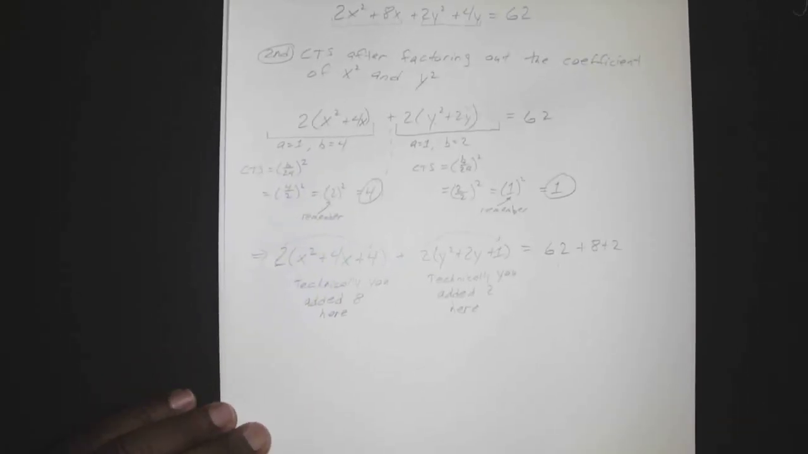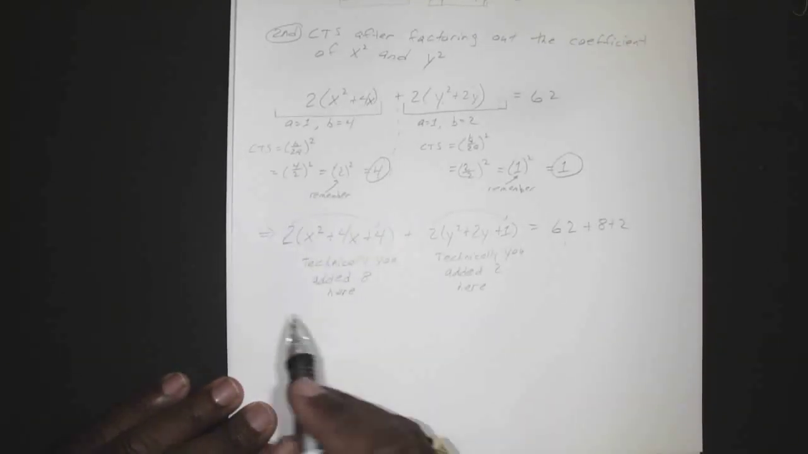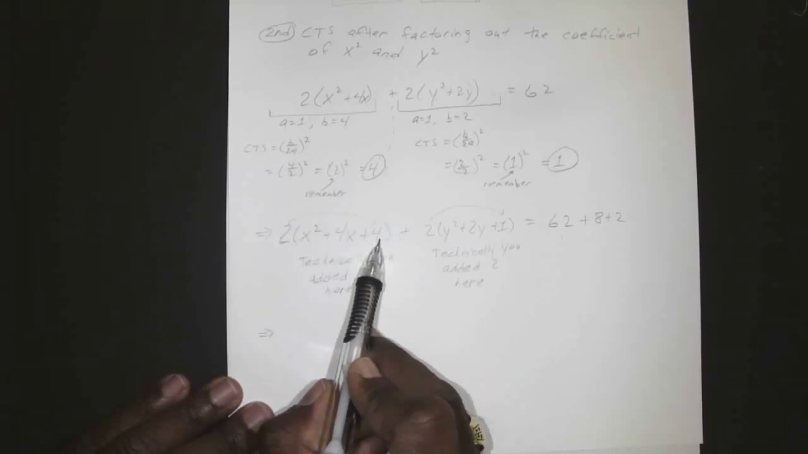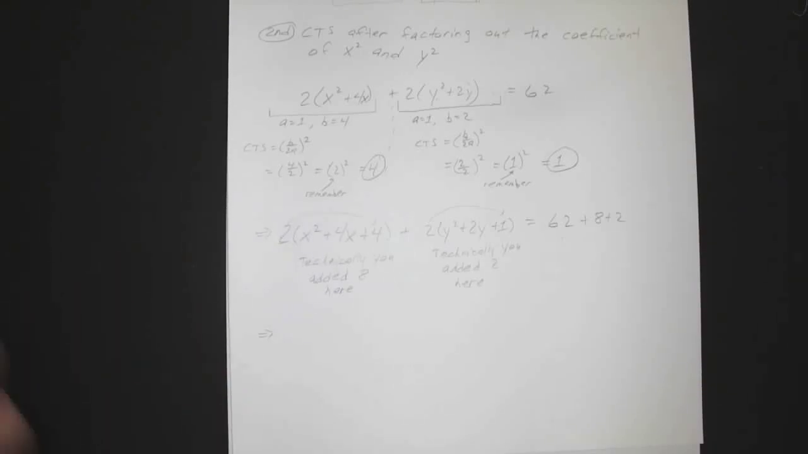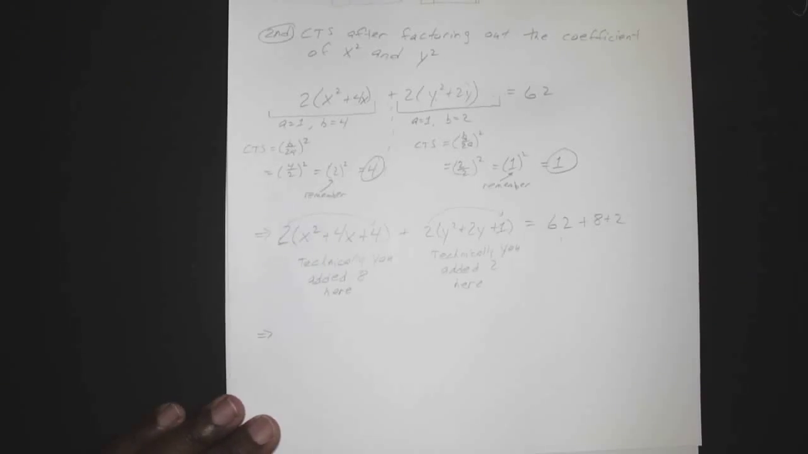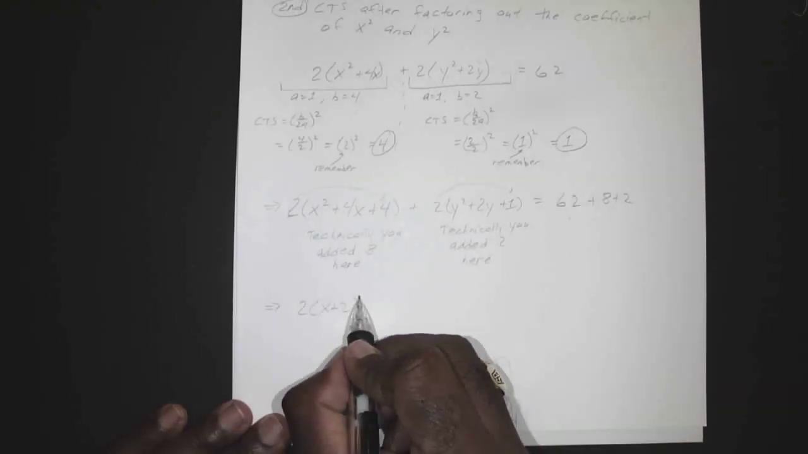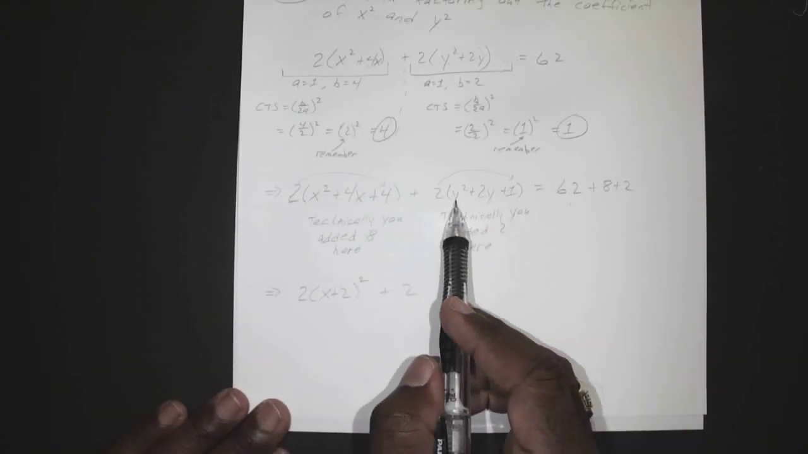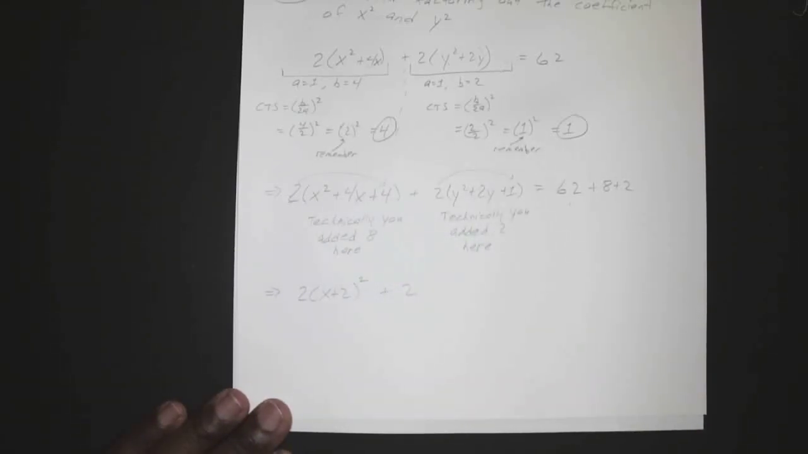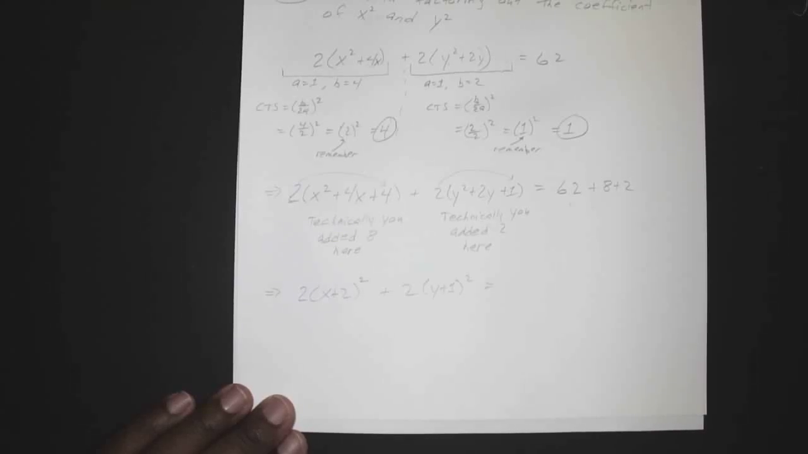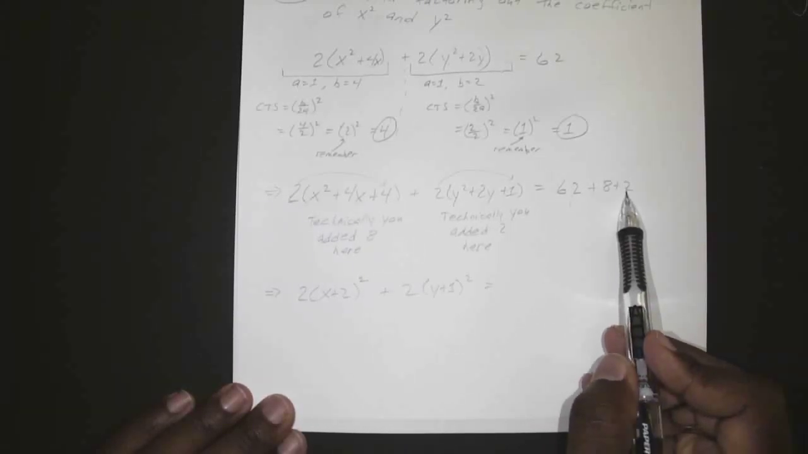Okay, so here we have 2 times x squared plus 4x plus 4, we can rewrite that as x plus 2, sorry about that. So 2 times x plus 2 squared plus 2 times y plus 1 squared equals 62 plus 8 is 70, plus 2 is 72.